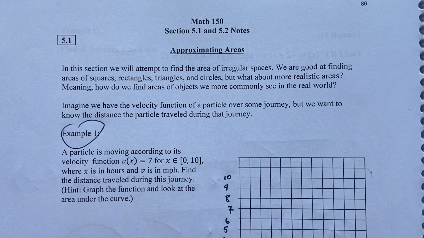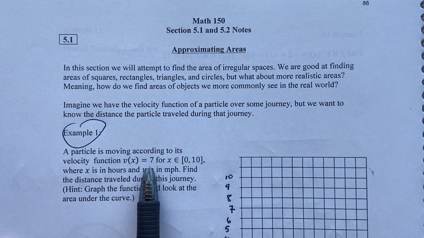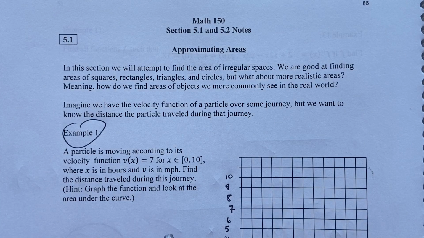This particle's on cruise control. So it's just going 7, and I guess I'm going to think of this as meters per second. And that's for x in 0 to 10. I guess I'm talking about hours, and v is in miles per hour. So let's talk about miles in miles per hour instead of meters and seconds. So it says find the distance traveled during this journey.